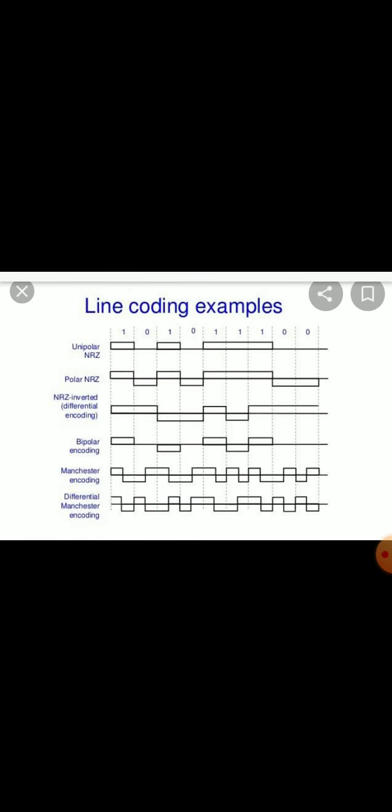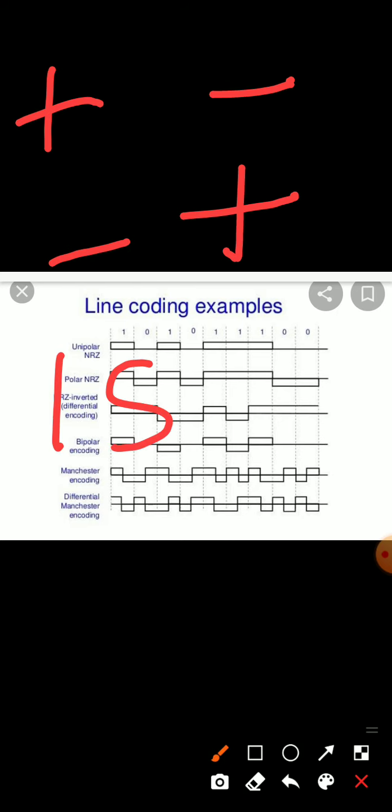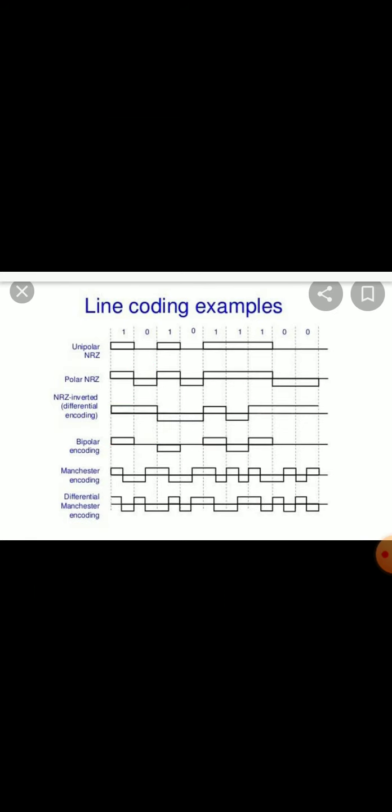For example, alternate mark inversion, that is AMI: the voltage level transitions from positive to negative or from negative to positive, so alternate ones have opposite polarity, and a zero has zero voltage level. It also has two types: bipolar non-return to zero and bipolar return to zero.